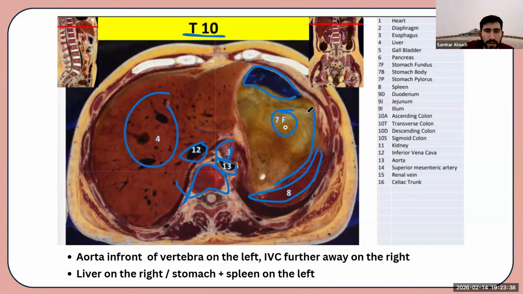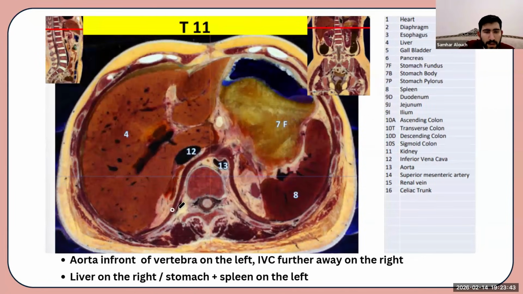The upper part of it, then it's the fundus, stomach fundus. Here, T11, same thing. Here we have the vertebra, aorta on the left side, right next to it. Then inferior vena cava. In between, we have the esophagus. Here, the liver. Here's the spleen on the left side. And here, we are still at the fundus of the stomach.